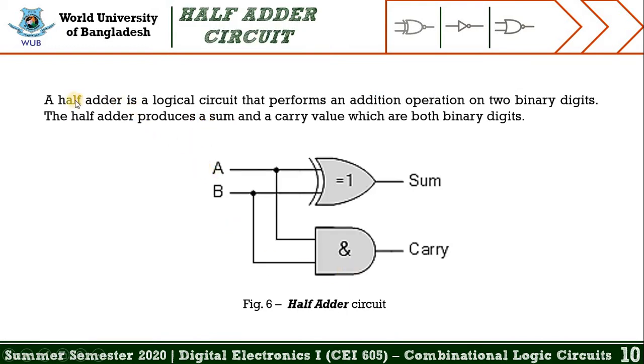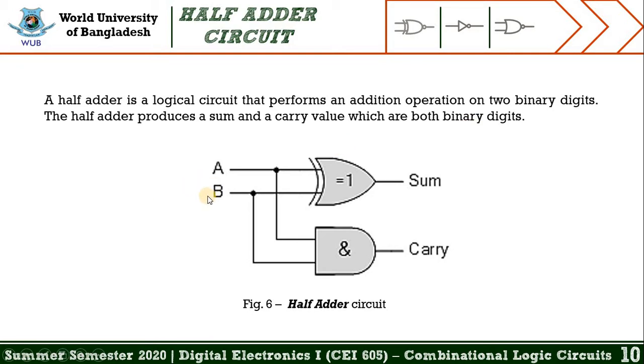From this slide we may learn the circuit diagram of HalfAdder. In the previous slide we have learned the block diagram of HalfAdder, and from this slide we may learn the circuit of HalfAdder. So let's start. A HalfAdder is a logical circuit that performs an addition operation on two binary digits. The HalfAdder produces a sum and a carry value, which are both binary digits.